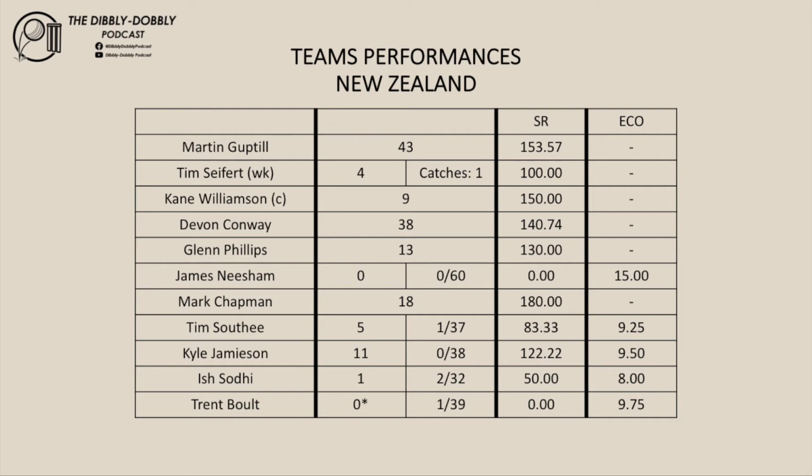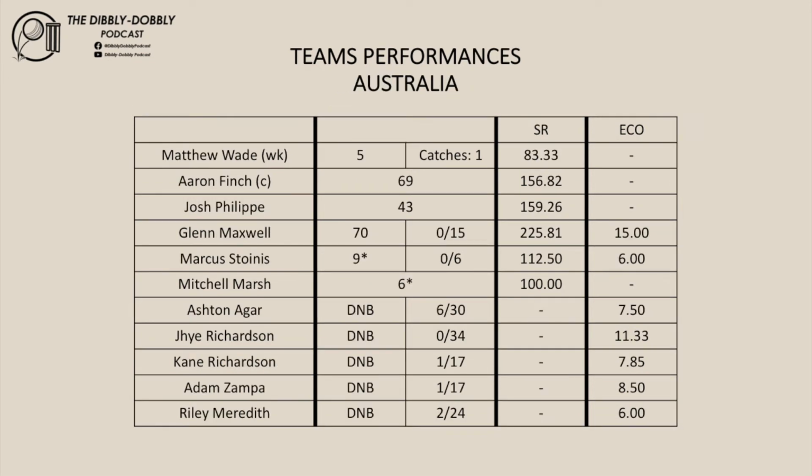But they've got to try and move forward from this and hopefully put in a better performance in the 4th T20 International. Let's have a look at how Australia performed in this 3rd T20 International. We'll start with their batsmen: Wade 5, Finch 69, Philippe 43, Maxwell 70, Stoinis 9 not out, and Mitchell Marsh 6 not out. Let's have a look at the bowlers.